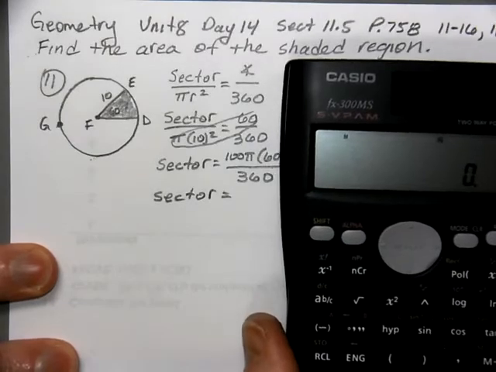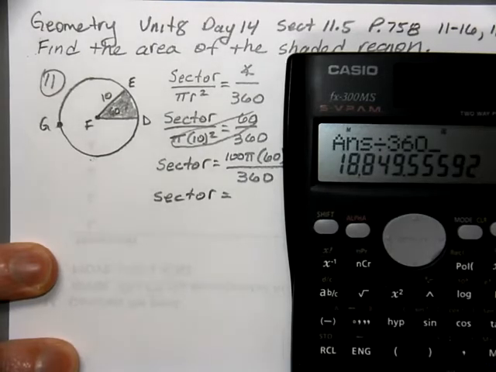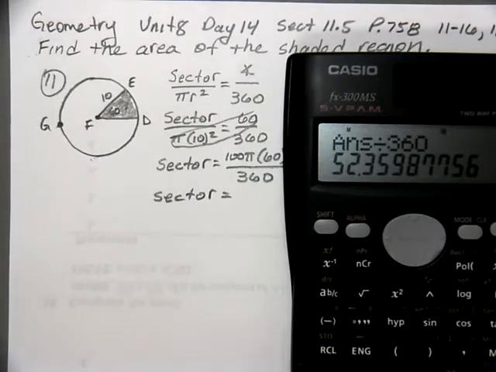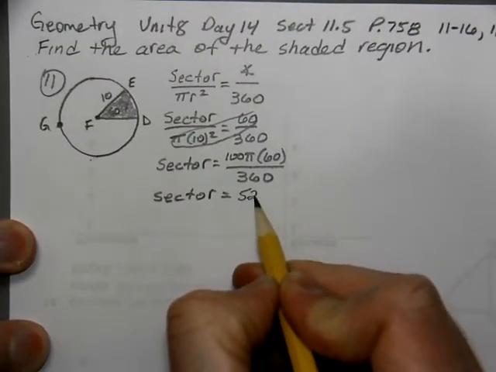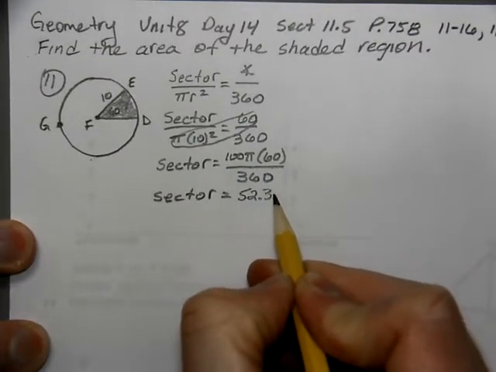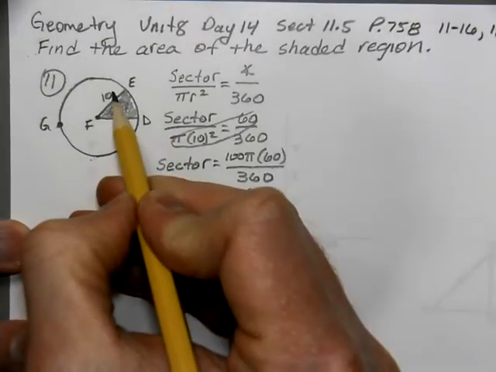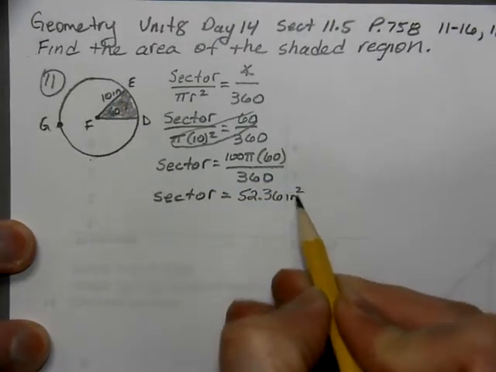So we'll bring in our calculator. We'll say 100 pi times 60 divided by 360 gives us this area of 5236. And we're not given a unit, except we are, it's inches. So this is going to be inches squared.